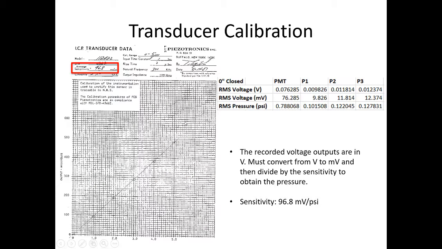Before any data reduction could be done, the sensitivity of the transducers had to be known, and this was provided to us by the transducer calibration data. The sensitivity value was 96.8 millivolts per psi, which could be used to divide the RMS voltage in volts by the sensitivity to achieve the RMS pressure values in pounds per square inch.